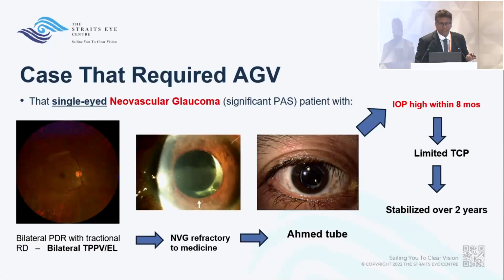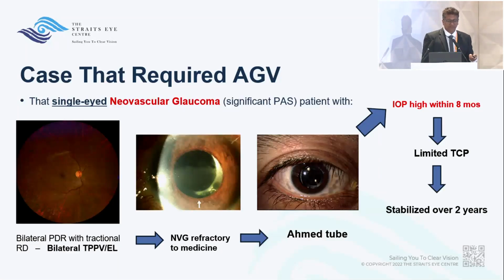So just very quickly, typical case studies to illustrate when we use what. An example would be a single-eye neovascular glaucoma patient with significant peripheral anterior synechiae, which would really not do well in a trab. In this case, he was refractory after having undergone bilateral PPV vitrectomy and endolaser. His eyes were cooked. Pressure was 30 to 40. He needed a quick drop in eye pressure and better management.